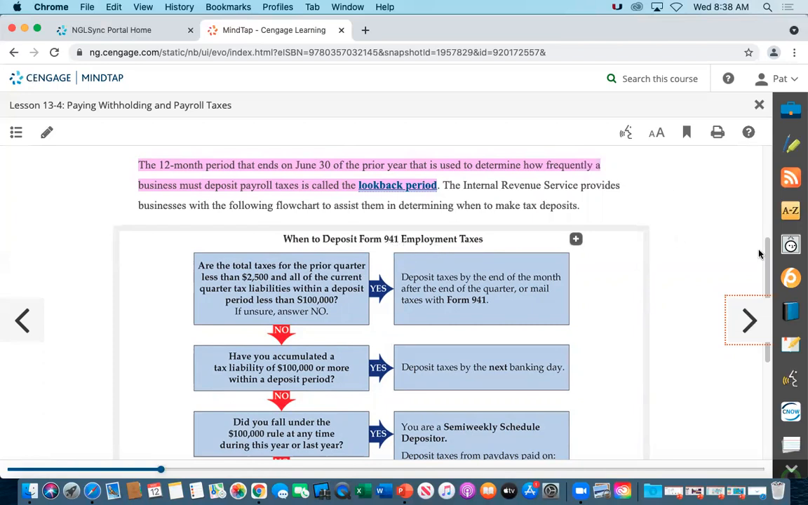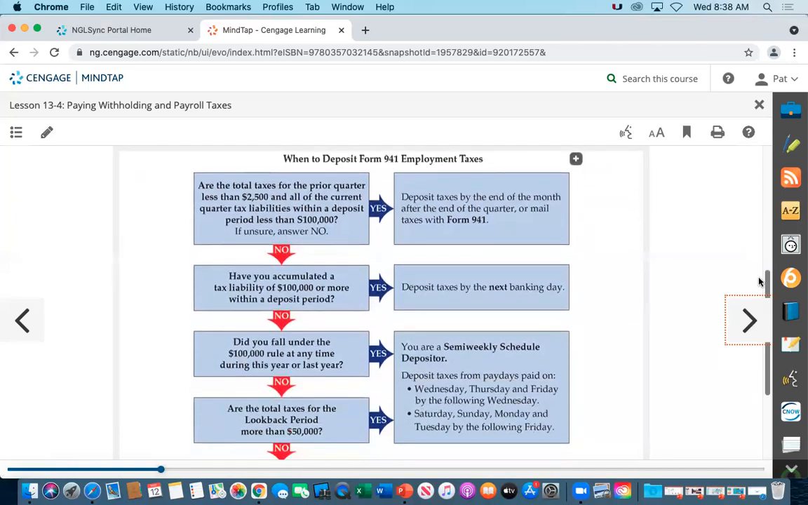Now, this 941 thing that you guys filled out in 13.3, this is like one of those choose-your-own-adventure books when you're little. If this, go here. If that, go here. You do not need to memorize all this. Not at all. The idea is for you to understand not all companies deposit or pay taxes the same way. Some are required to pay more frequently than others based on the number of employees, based on the wages that are being withheld. If you can get that grand scheme concept, then you can follow charts.